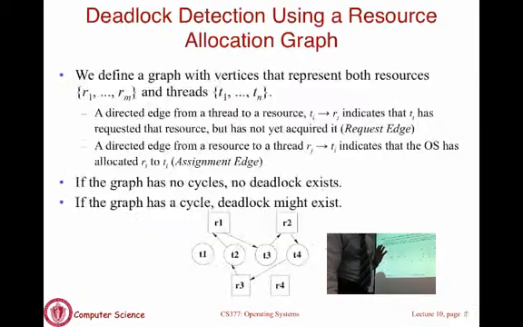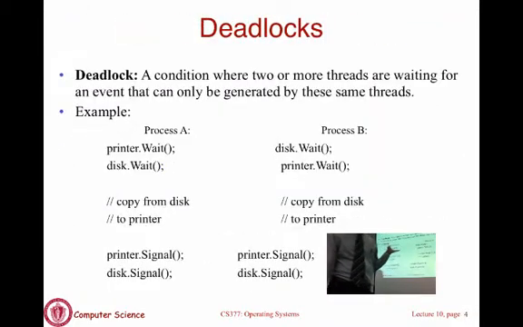So if you go to the very first example, the way to avoid circular wait here is to simply flip these two statements. Each thread first acquires a lock on the printer and then the disk. Then you have just taken out circular wait.